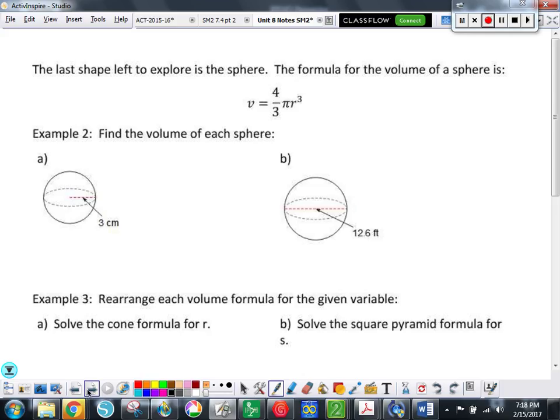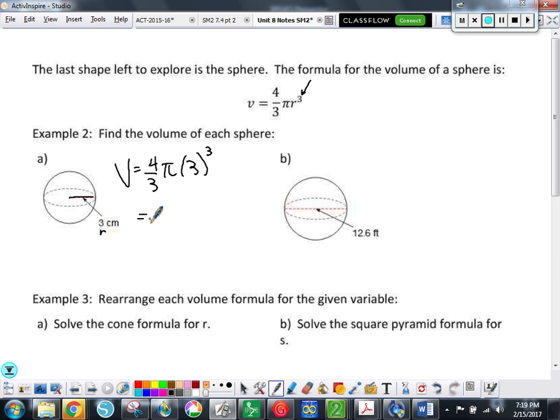You also will have to have this memorized though. So the volume for the sphere is 4/3 pi r cubed. Again, they have that cubed because it's a 3-dimensional figure. Make sure you're looking for radius. So in this case, our radius is 3. So our volume is 4/3 pi 3 cubed.